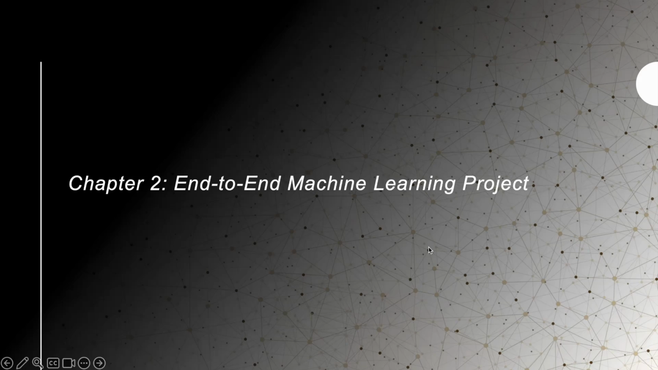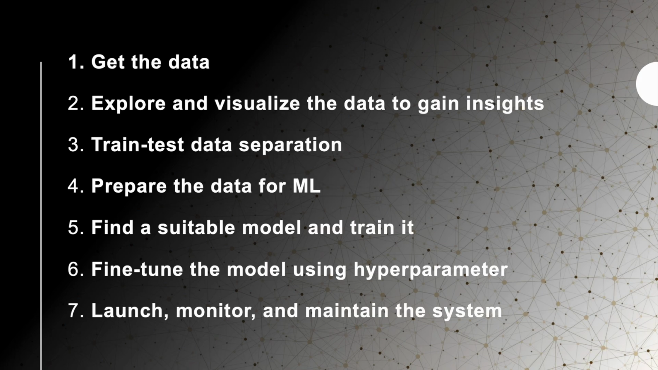Chapter 2, End-to-End Machine Learning Project. In this chapter, we are going to work on a machine learning project from start to finish. Here are the main steps I will follow. First, get the data. Second, explore and visualize the data to gain insights.